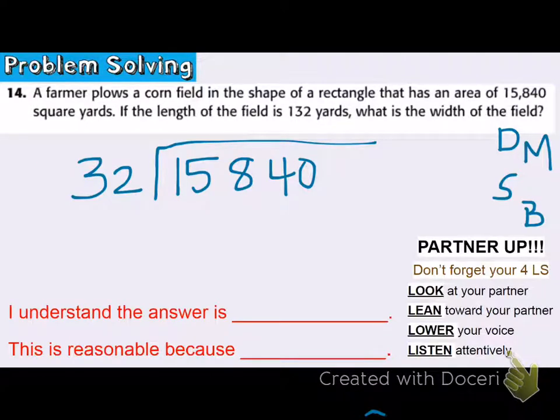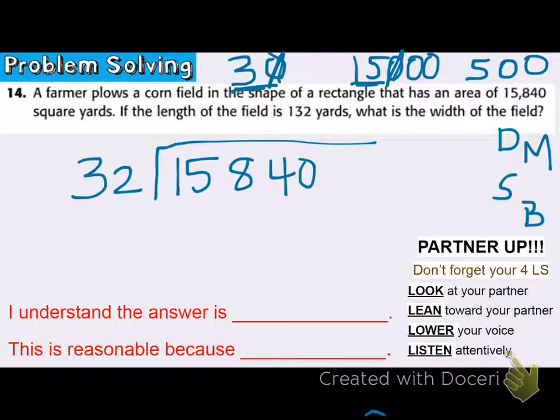Well, I'm going to go ahead and estimate, so I know what my answer is close to. I'm going to estimate 132 to 30. So I'm going to put that larger number in groups of 30. And then I'm going to say it's close to 15,000. Well, I know 3 goes into 15 5 times. These zeros cancel out. So my answer should be close to 500 for the width. Otherwise, I better look at the problem again.